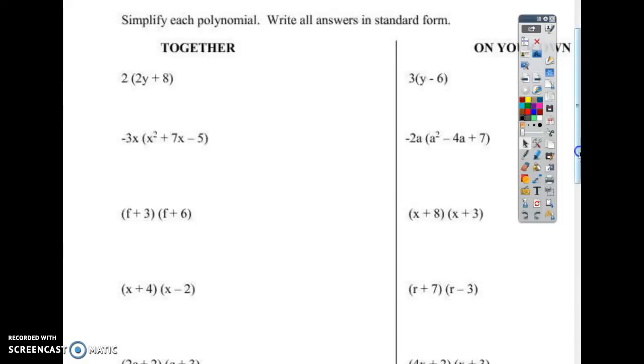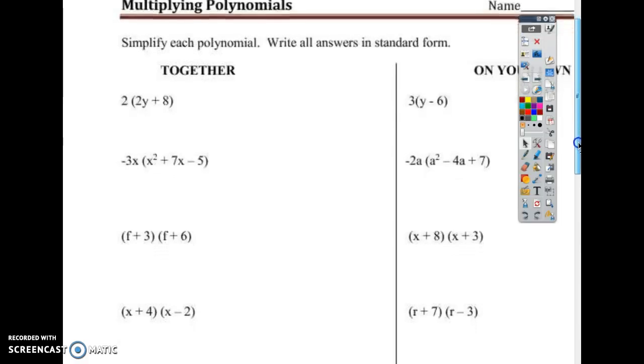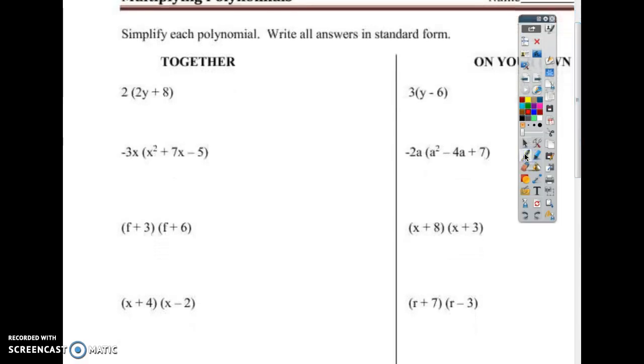Okay, today we will be multiplying polynomials, and this worksheet is designed to where I do a problem on the left side and then there's a similar problem on the right side that you can do by yourself. Okay, there's two ways to multiply polynomials.